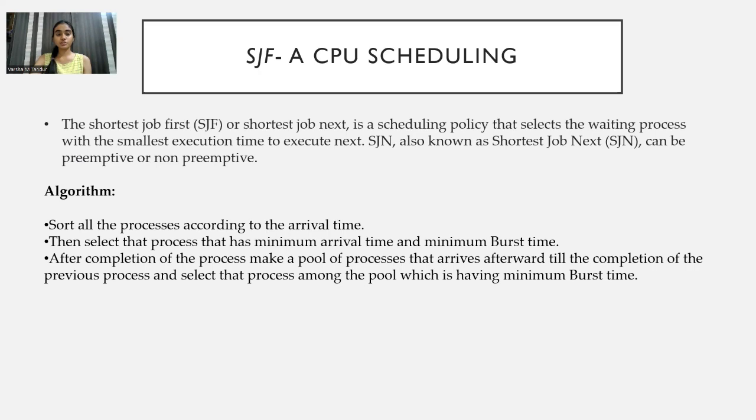A brief introduction on SJF, that is a CPU scheduling. The shortest job first or shortest job next is a scheduling policy that selects the waiting process with the smallest execution time to execute next. SJN, also known as shortest job next, can be preemptive or non-preemptive. So it means that out of all the available processes that are in the waiting state, this algorithm will select a process having a minimum burst time to be executed next.